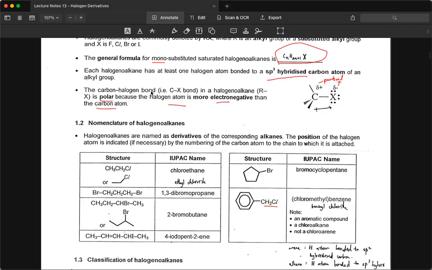The carbon-halogen bond in a haloalkane is polar because the halogen atom is more electronegative than the carbon atom, which explains why the carbon, or the alpha carbon here, has a partial positive charge, while the more electronegative halogen has a partial negative charge. There is a net dipole moment, making the molecule polar.